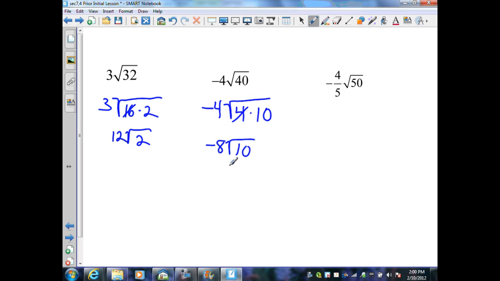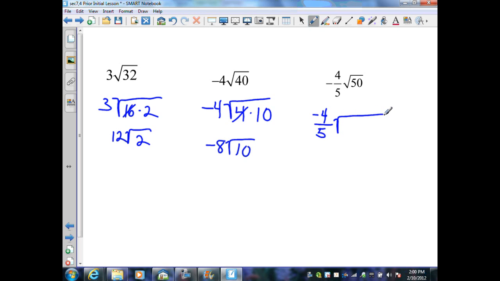Square root of 10. It looks like 10 can break up into two more factors, and it can. 1 and 10, that's not going to help us. 2 and 5, but neither of which are perfect squares. So this is our simplified answer. Next, I bring down a negative 4/5.